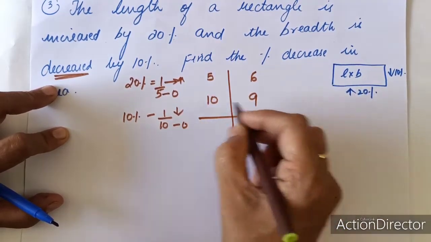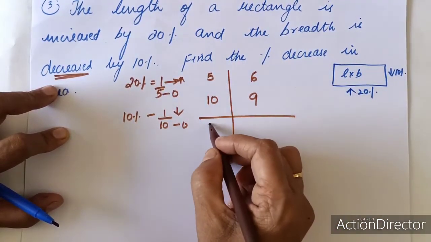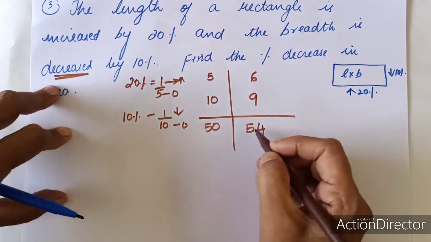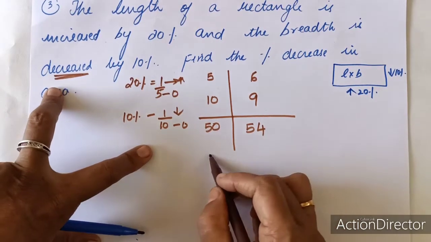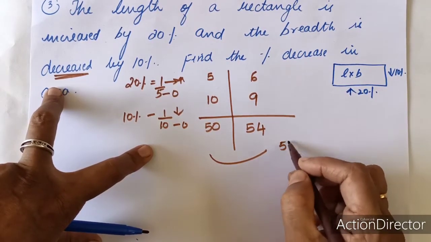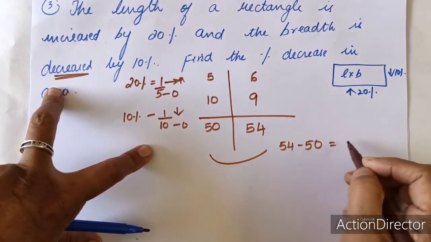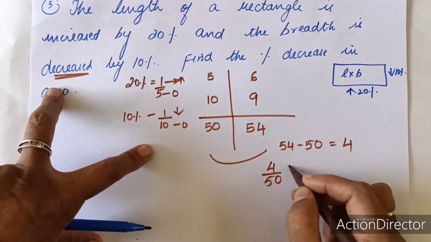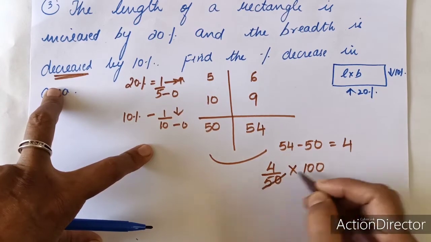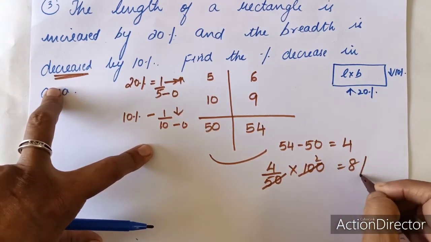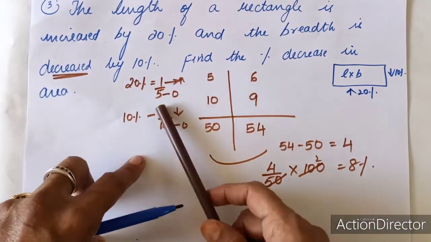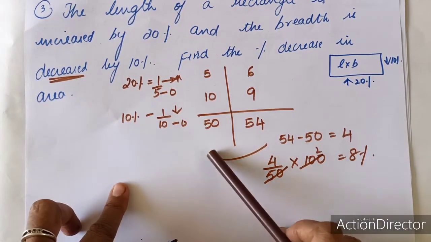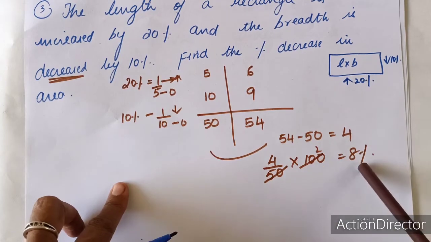Now as usual, you multiply: 10 5s are 50 and 9 6s are 54. Now what is the difference? Difference is equal to 54 minus 50, which is equal to 4. So percentage will be equal to 4 upon 50 into 100. So it will be equal to 8%. So instead of the traditional method, if you follow this method, you can attempt and give all the answers within a few seconds in your competitive exams.